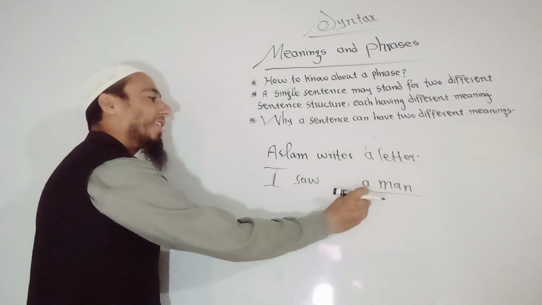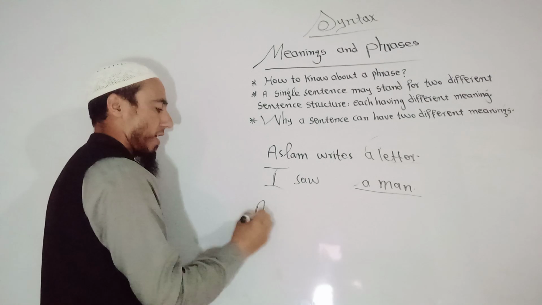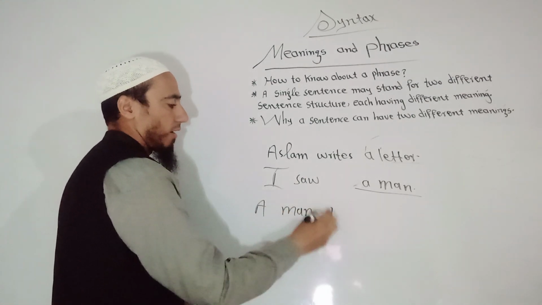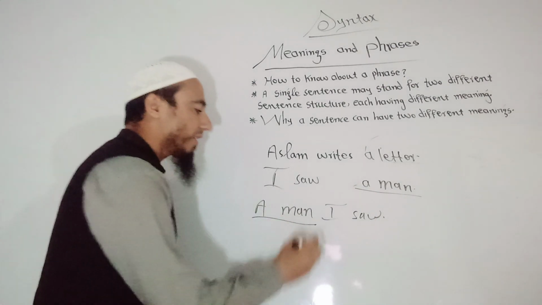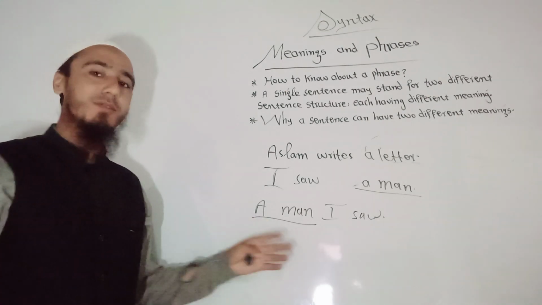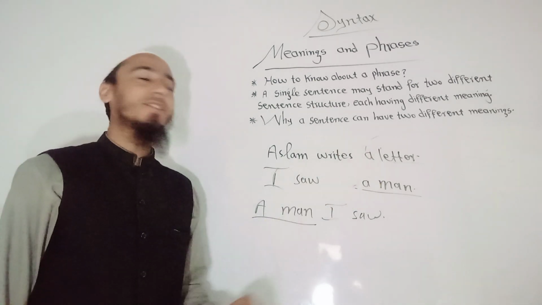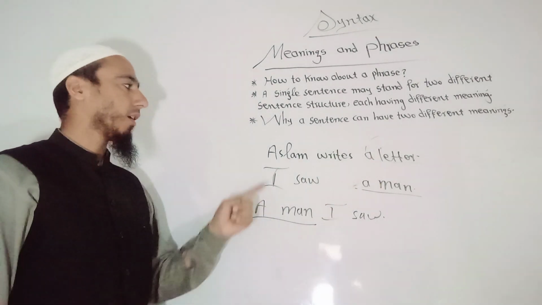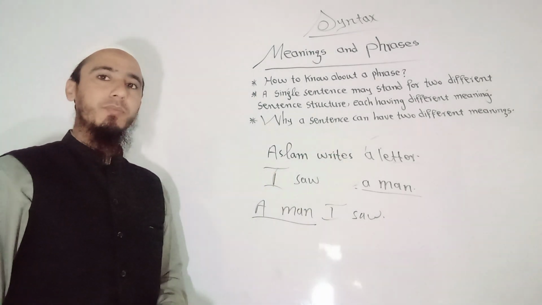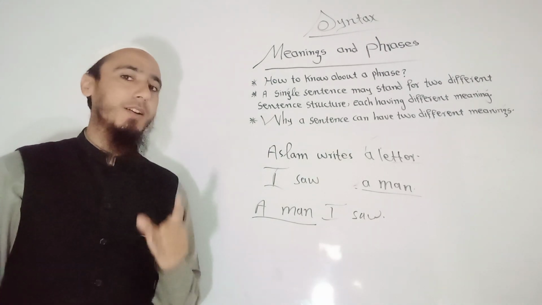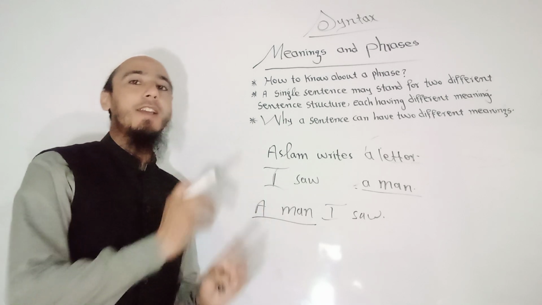How? For example, I can change the place of the phrase. I saw, for example. So here, this was moved actually. And in the above sentence, it was replaced. Just a single word was written: Aslam writes a letter to his brother, or Aslam writes a letter. However, we can replace a phrase by a single word, and we can also move a phrase from one place to another.